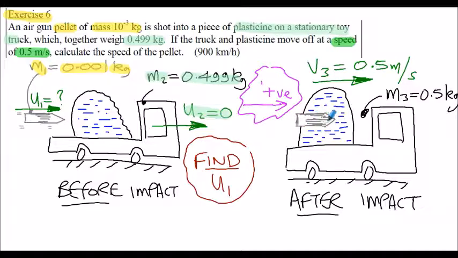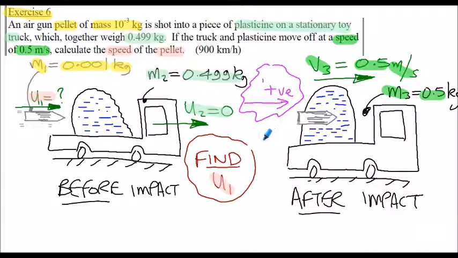as the pellet is now lodged in the plasticine on the back of the truck. So I've stated V3 as 0.5 meters per second. The common mass after impact, of course, will be M3, and that'll be 0.5 kilograms. Now, the question wants us to calculate the initial speed of the pellets. So we're trying to calculate U1, shown in our diagram here. Just note for reference, our sign convention is left to right is positive for both velocity and momentum.